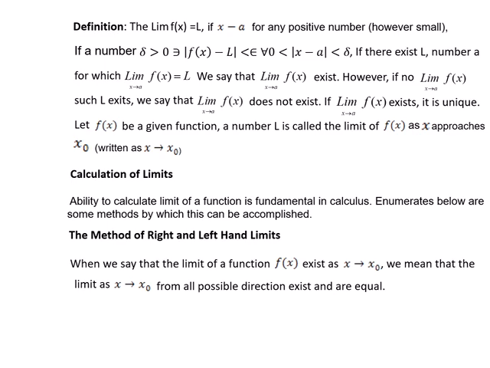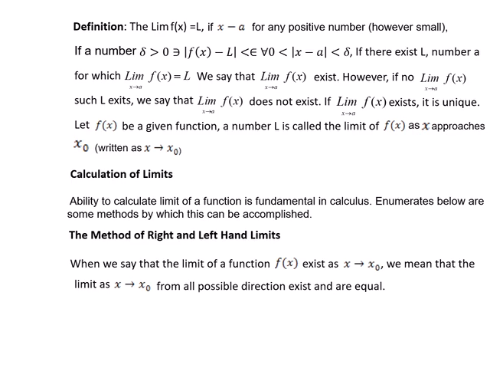Now we're moving to the calculation of limits. Ability to calculate limits of a function is fundamental in calculus. Below are some methods by which this can be accomplished, that is, how the methods can be applied.